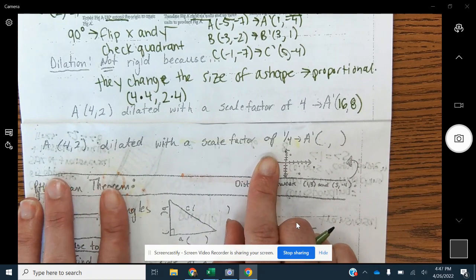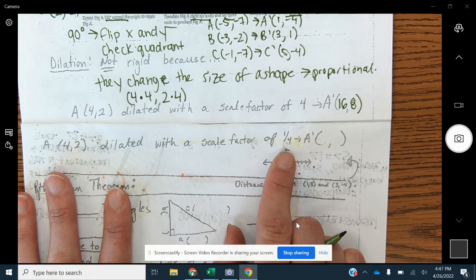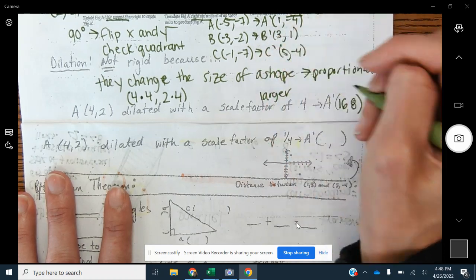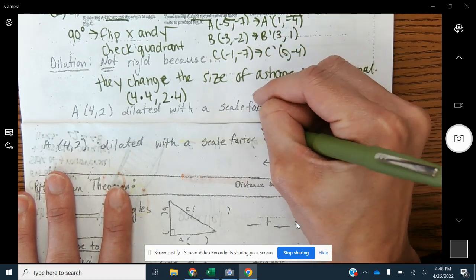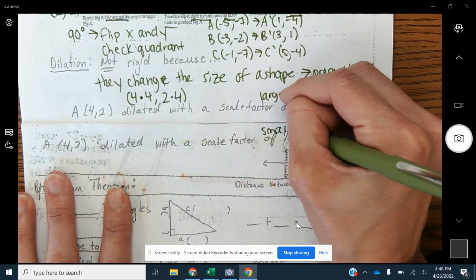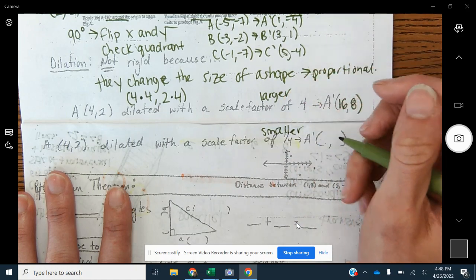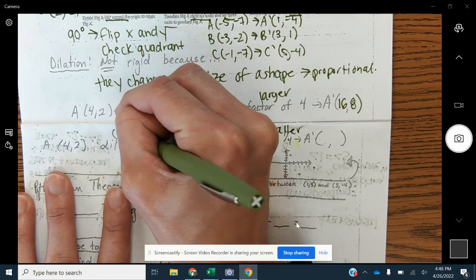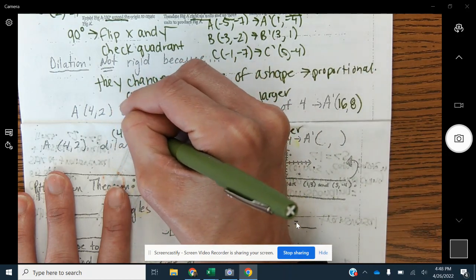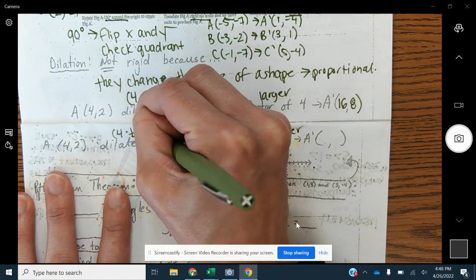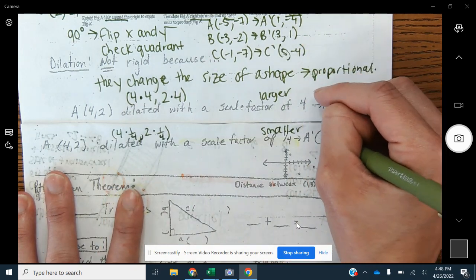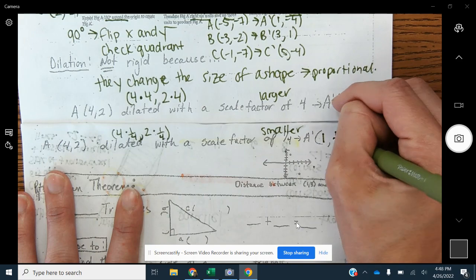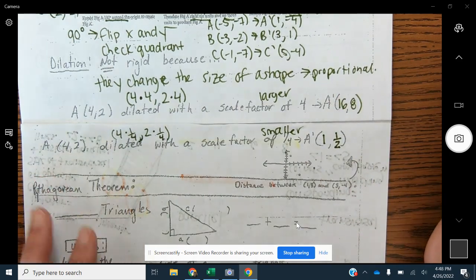Same thing when we multiply by a scale factor that's between 0 and 1. It's just this is going to make it larger. This is going to make it smaller. So when we multiply by 1/4, we're going to do 4 times 1/4 and 2 times 1/4. And we're going to get 1 for the x coordinate. And then 2 times 1/4, that's actually going to give us 1/2 for the y coordinate.